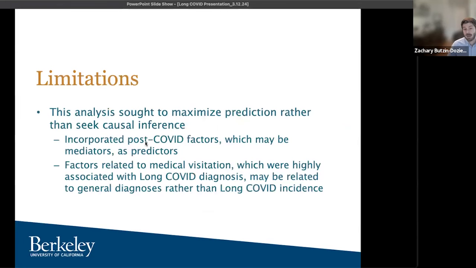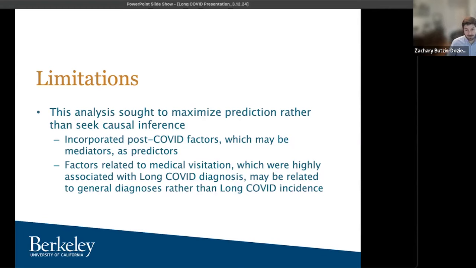So limitations. This analysis sought to maximize prediction rather than make any type of causal inference. So as underscoring some of those limitations of that approach, we incorporated post-COVID factors, which could be mediators of the relationship from acute COVID to long COVID. But on the other hand, for example, respiratory factors could reflect susceptibility to severe acute COVID. So something like asthma could make somebody more vulnerable to severe acute COVID, and therefore more vulnerable to long COVID.